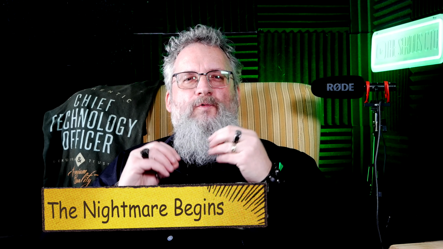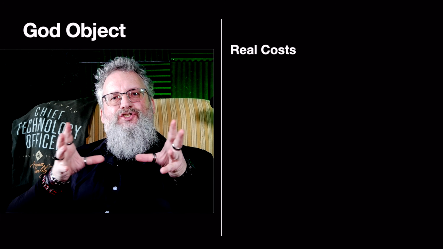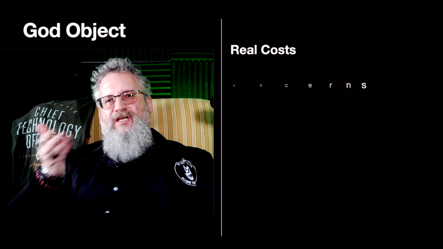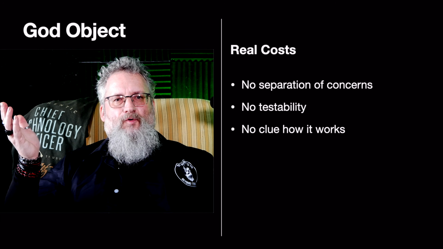Picture this: you join a new team, they tell you, we have a central class that handles most of the logic. You open the file: 4,000 lines of code, dozens of public methods, hard-coded SQL queries, JSON parsing, UI logic, all in one place. One innocent change, and half the app is broken. That's the real cost of a God object. No separation of concerns, no testability, no clue how it even works anymore. But what's the worst part? It doesn't start this way.